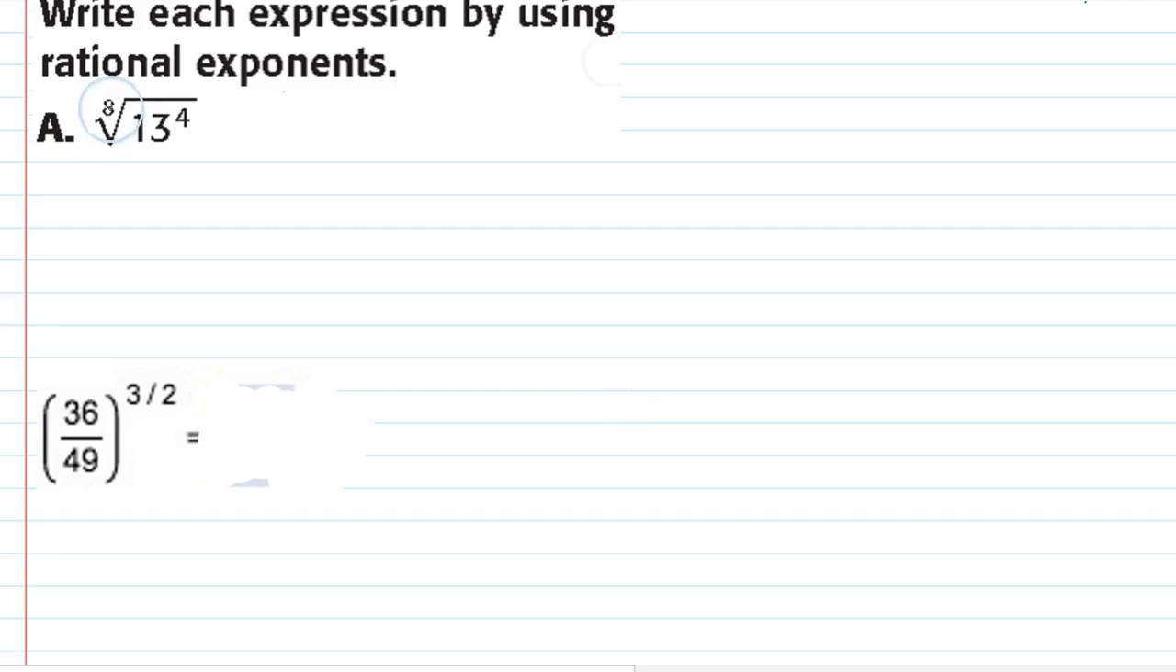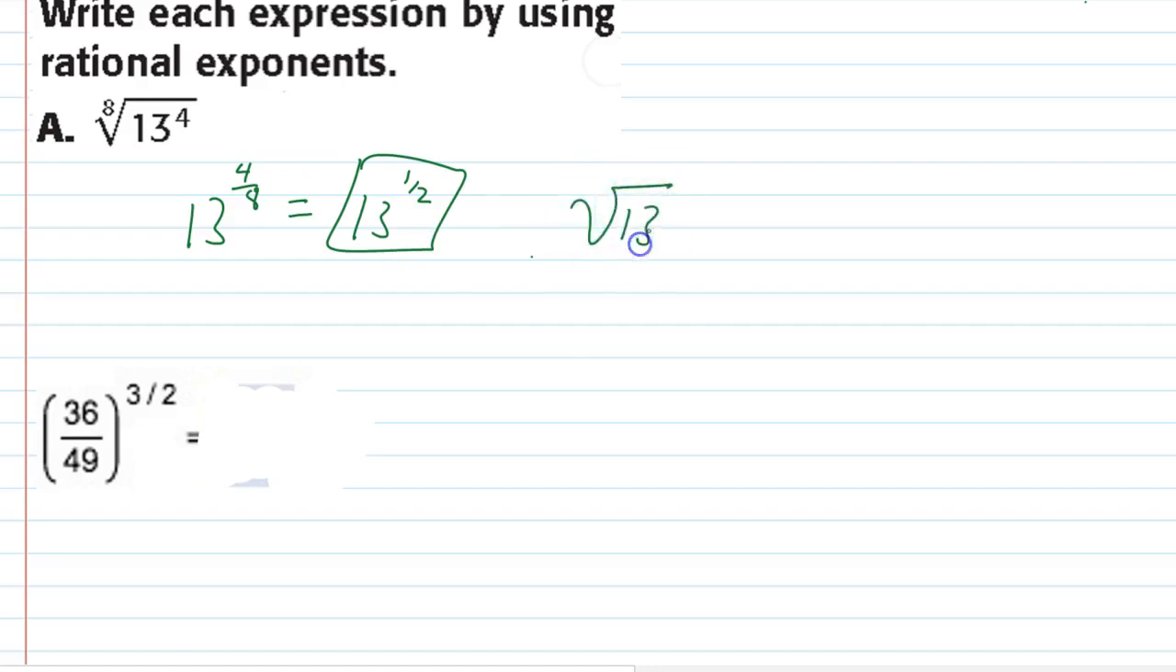Next, I have 8 as the index, 13 to the power of 4. What that's going to look like is 13. Remember, it's going to be the power over the root. So 4 over 8. That can be reduced to 13 to the 1/2. And that's what they want. Now, I do want you to notice that a power of 1/2 is the same thing as saying the square root of 13. These are the same things.